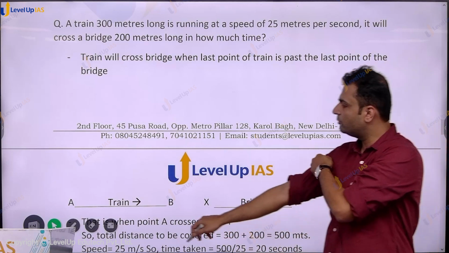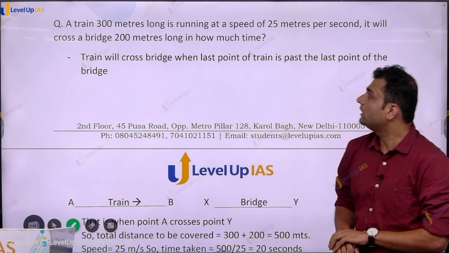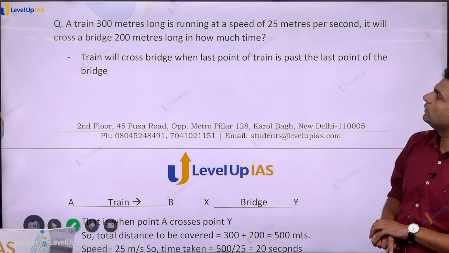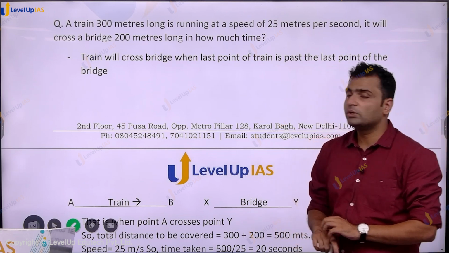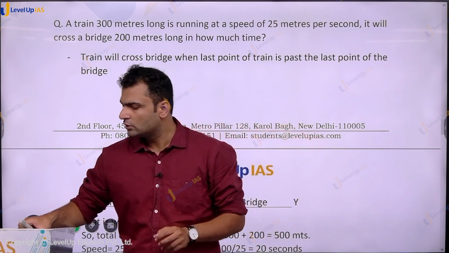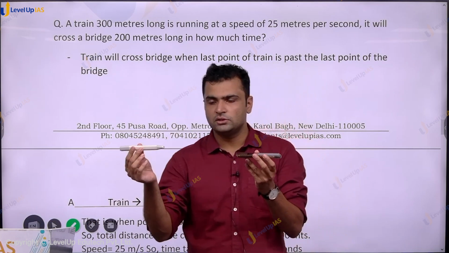Next type of problem is a train 300-meter long is running at the speed of 25 meters per second, and it will cross a bridge in how much time? Basically, we need to understand when will the train cross the bridge. So let us assume that this is a bridge, this is a train.